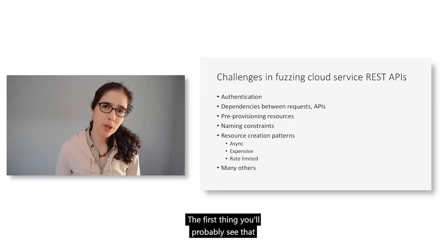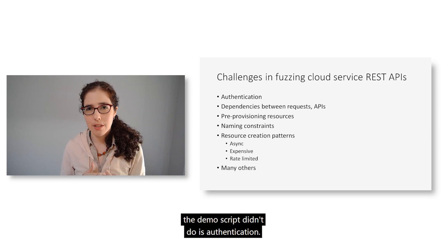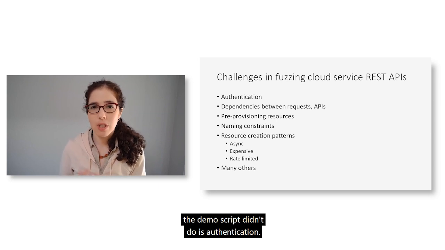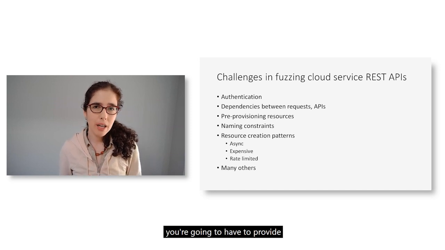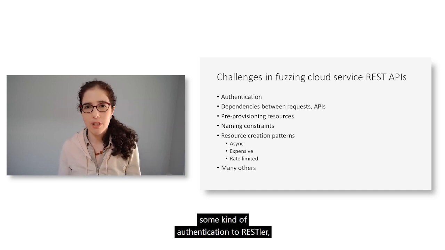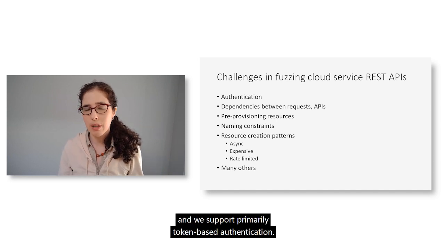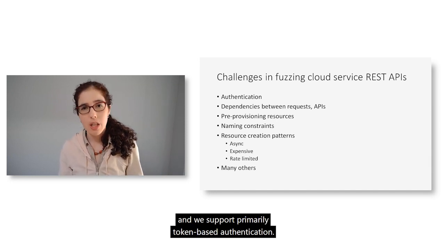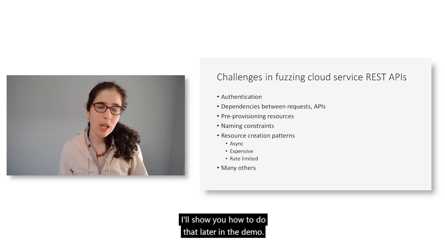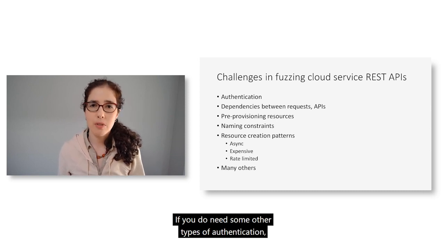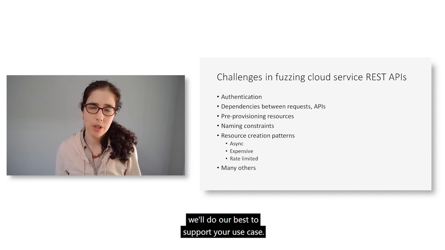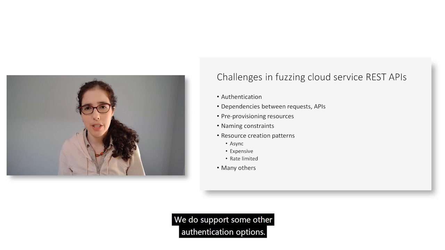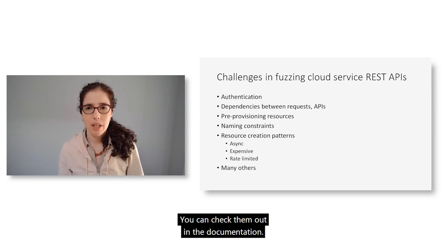So the first thing you'll probably see that the demo script didn't do is authentication. So for a real-world API, you're going to have to provide some kind of authentication to RESTler, and we support primarily token-based authentication. I'll show you how to do that later in the demo. If you do need some other types of authentication, please talk to us on GitHub, and we'll do our best to support your use case. We do support some other authentication options. You can check them out in the documentation.